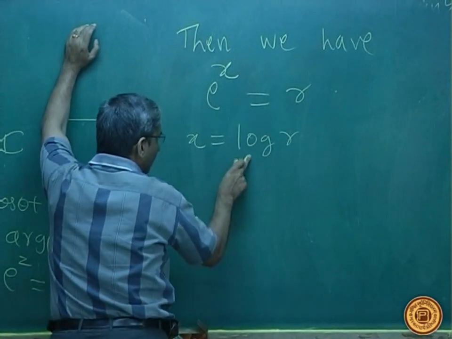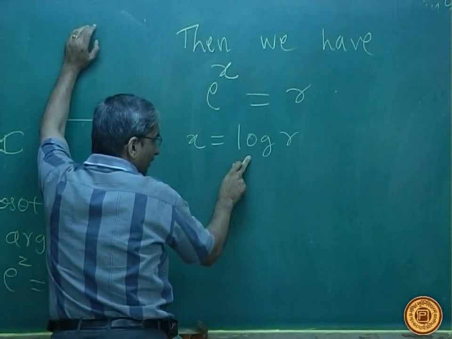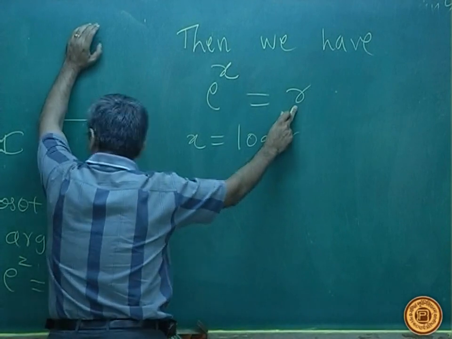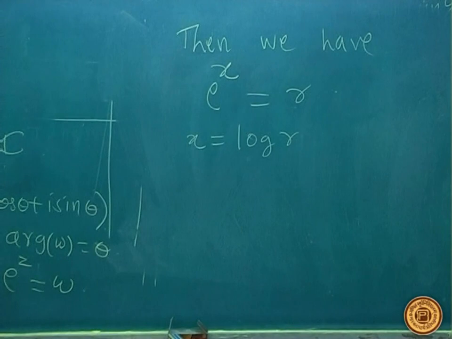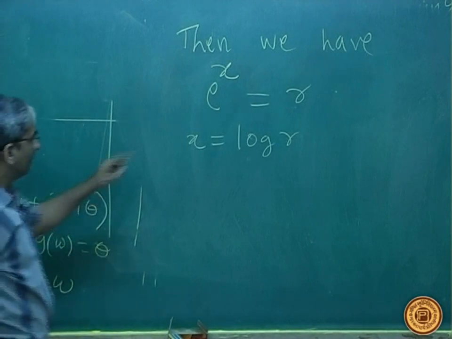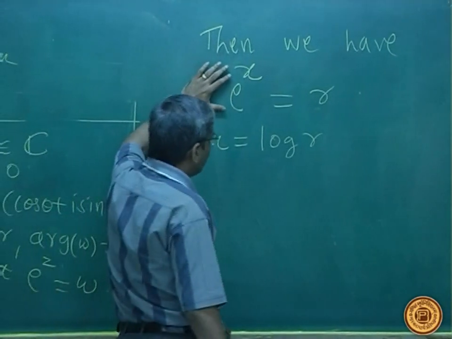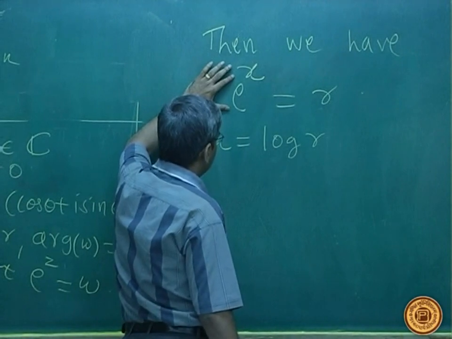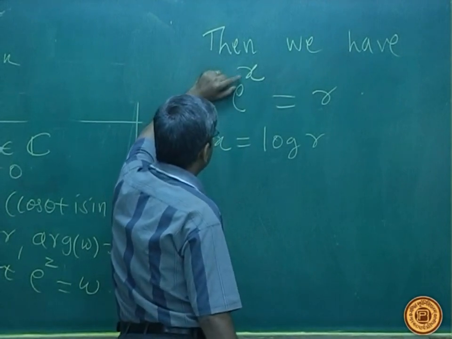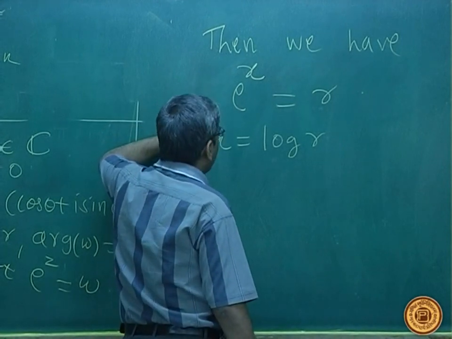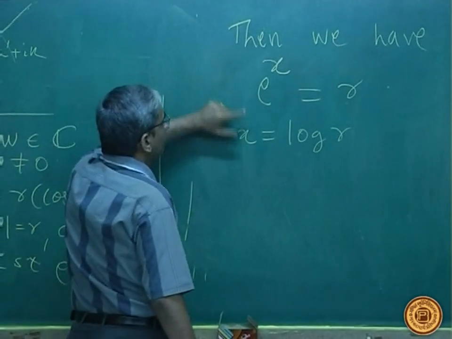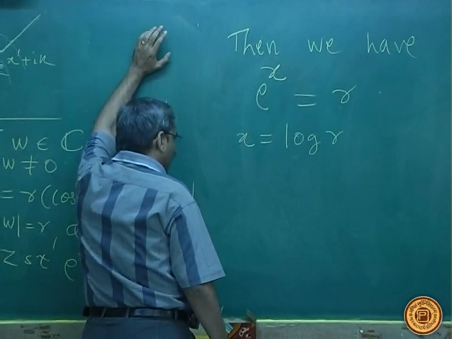This log is our real logarithmic function because this r is a positive real number. r is nothing but mod w. So r is a positive real number. So I can always find x such that e to the power x is r. x is nothing but log r. Okay. So I have found x.